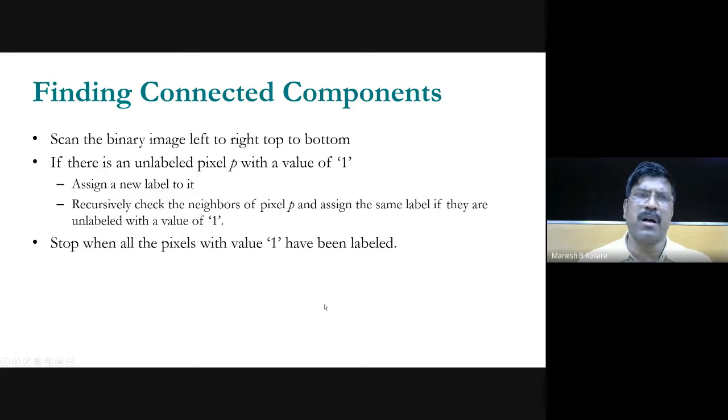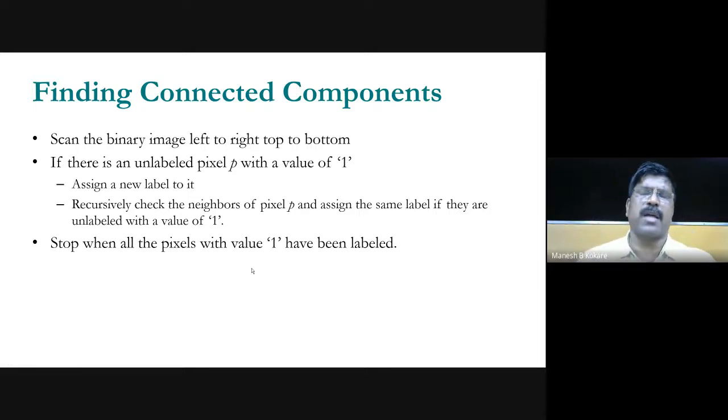Then after that comes finding the connected components. Basically, if any component is missing, then you have to look at the neighbors and connect the component. Scan the binary image left to right, top to bottom, and if there is an unlabeled pixel P with a value of 1, assign a new label to it and recursively check the neighbors of pixel P, assigning the same label if they are unlabeled with value 1. Stop when all the pixels with the value 1 have been labeled. This is how the Canny edge detector works.